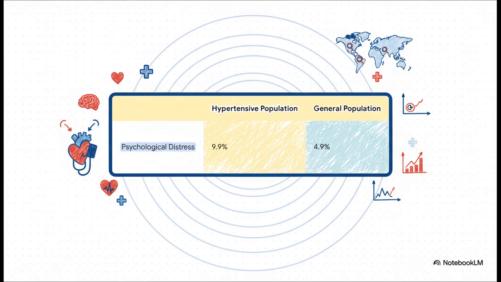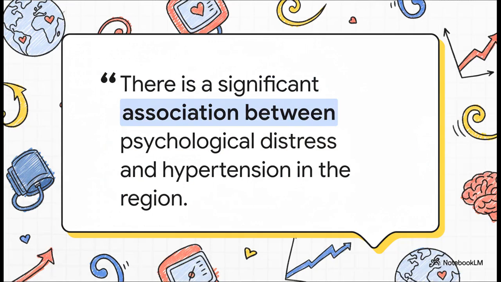The body and the mind, they're clearly connected. The researchers put it bluntly. This isn't just a coincidence. They say there is a significant association. And what that tells us is that just treating the numbers on a blood pressure cuff isn't going to cut it. Care has to be integrated. It has to address both physical and mental well-being.